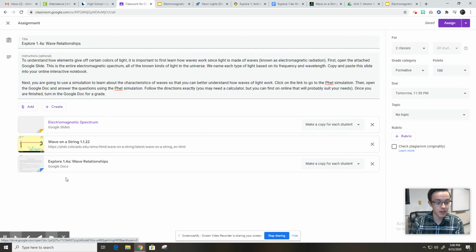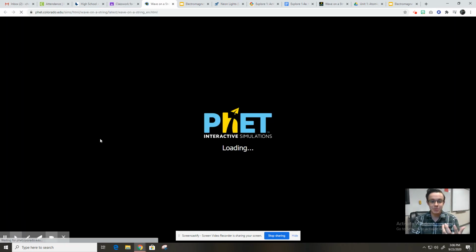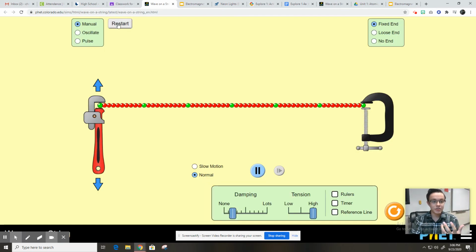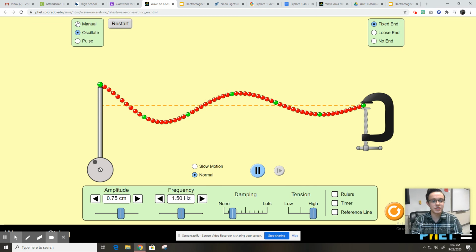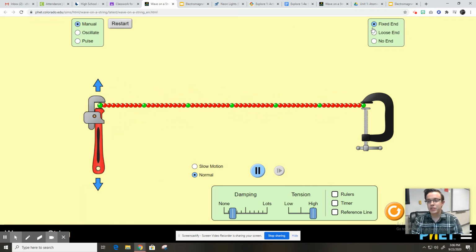So you're going to click on this link. It's going to pull up a simulation, and it's going to show us waves. You're just going to make waves with a string of beads and a wrench and a clamp over here. So all you're going to do is switch this to oscillate, and it will move, and it'll give you specific instructions. Okay, and you want to make sure it's always clicked to fixed end. You don't want to click either of these.